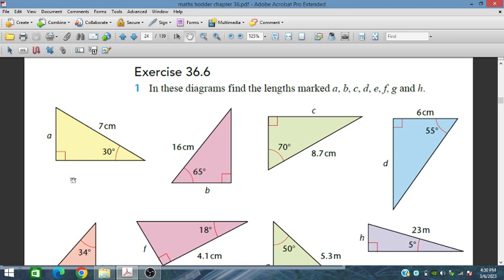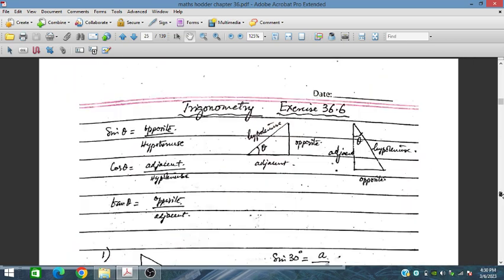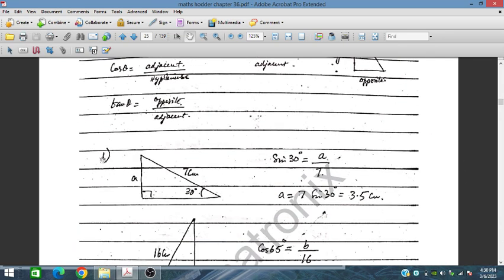So sine 30 degree is equal to A upon 7. This is the angle, this is opposite divided by hypotenuse, so A upon 7. So A is equal to 7 into sine 30, and sine 30 is 0.5, so 7 into 0.5 is 3.5, and this is in centimeters.